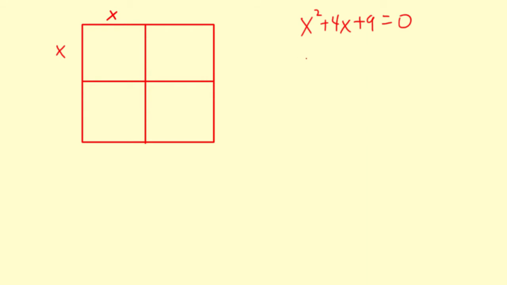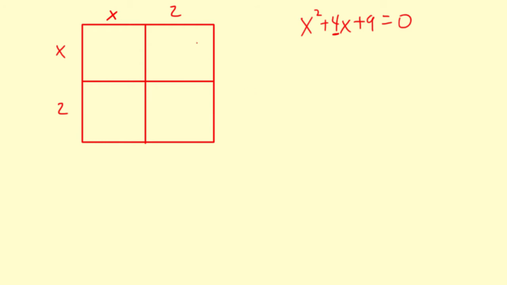And then what you're going to do is solve by taking the square root. So when you have a perfect square binomial, you're going to have to divide this middle term by 2. So when you're setting this up, the first thing you need to do is divide this middle term by 2, and then it's going to go over here. So 4 divided by 2 is 2. So I'm going to have a 2 here and then another 2 here.